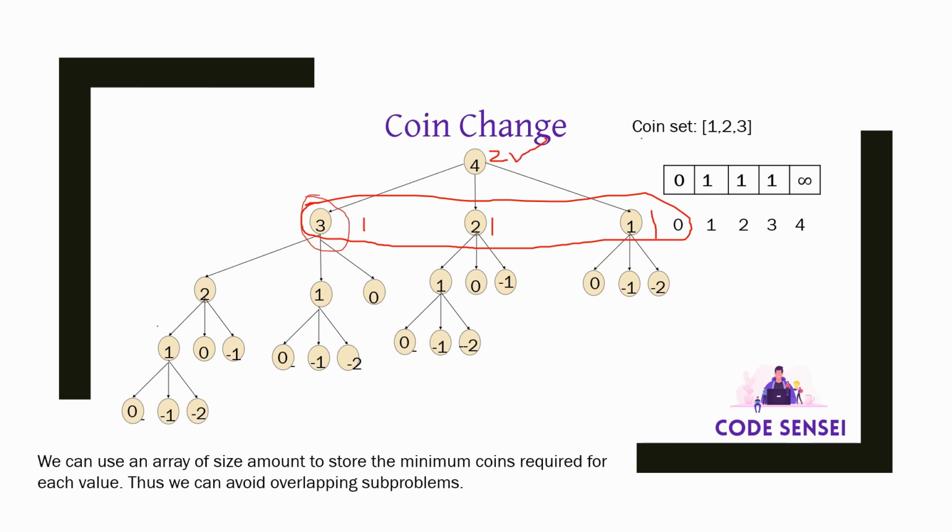That is, if we have the coin set consisting of 1, 2 and 3, the minimum number of coins required to make the sum 4 is 2. So we have to change the value of this as 2. And then we will return the final value 2 as the return value of our function. And this is the top-down approach of how to solve the coin change problem by using the dynamic programming method.